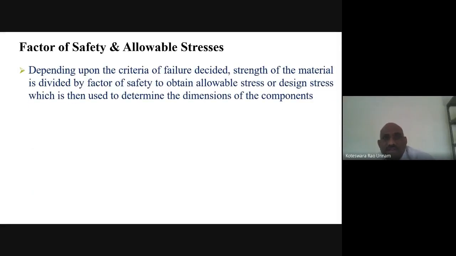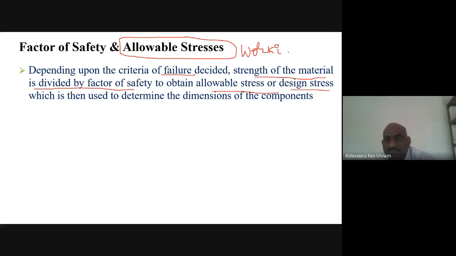Depending upon the criteria of failure decided, the strength of the material is divided by the factor of safety to obtain the allowable stress or design stress. Here, the definition for this allowable stress, sometimes we call it working stress also, or sometimes design stress. All these names are the same: allowable stress, working stress, or design stress.